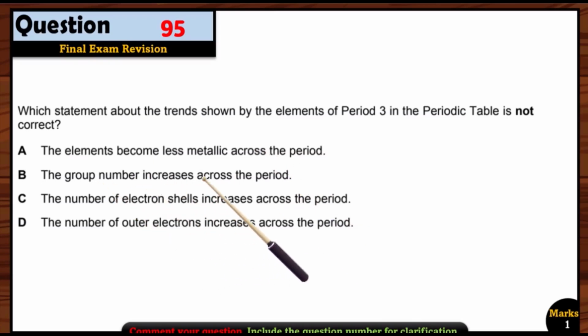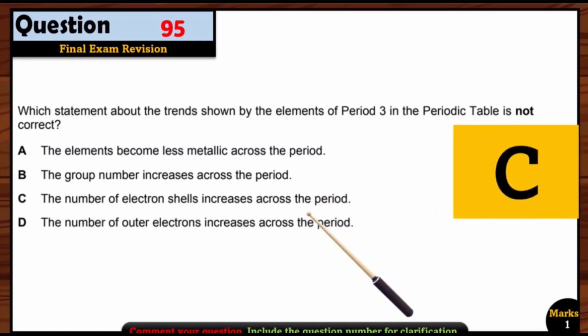Okay, the group number increases across the period. Yes, that's also right. Because on the left side, we have group 1, then 2, 3, and so on. C, the number of electron shells increases across the period. That's wrong, because in the same period, we have the same number of electron shells. That is 3. If it belongs to period 3, they should have 3 electron shells. So that's why option C is incorrect.